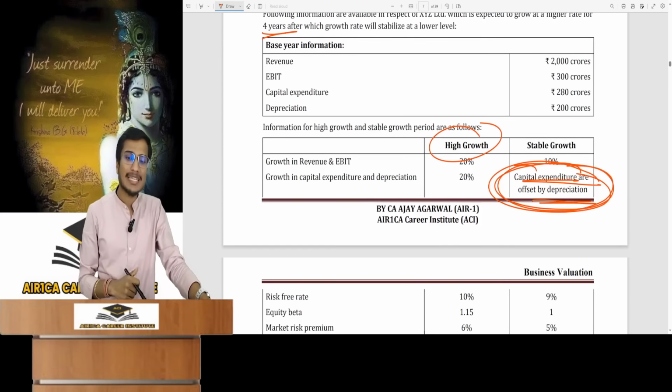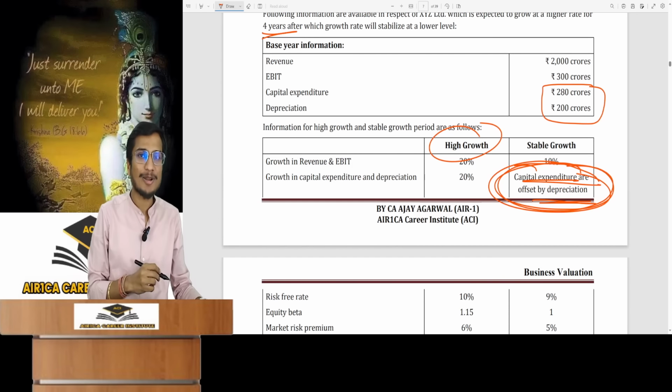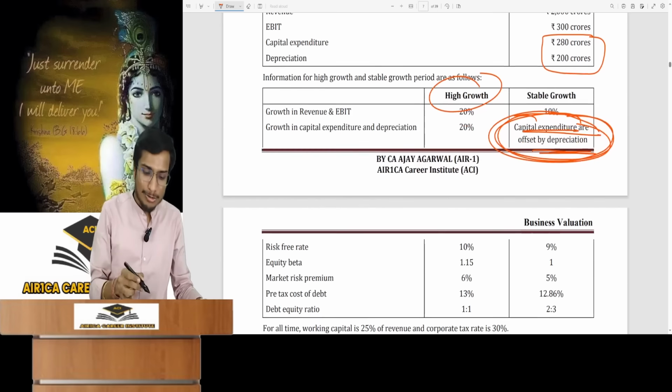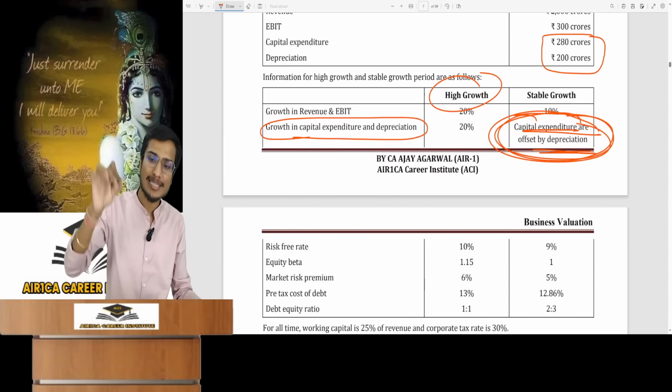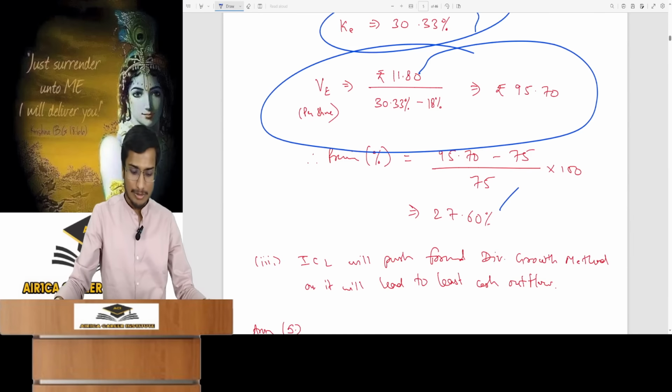Even for previous years, calculate net capex. Net capex at time 0, 280 minus 200, means 80 crore. Growing 80 crore always yields combined growth for capital expenditure and depreciation. So the net capex should be grown at this rate. Let me show you the solution, how we have done it.